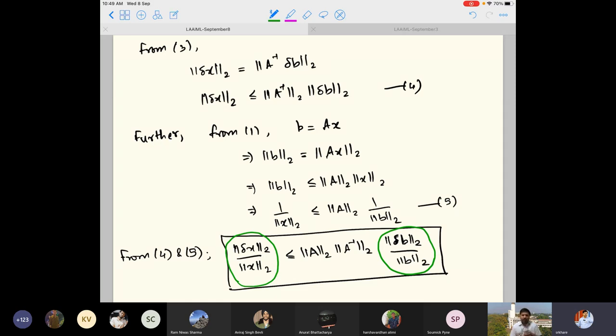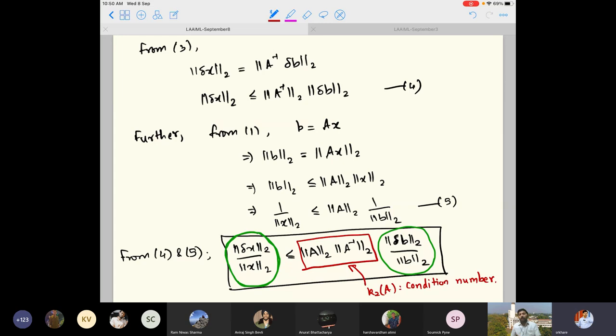Now the value of interest to us, the relative perturbation delta x by x, is bounded above by the relative perturbation delta B by B, which is obvious since it has to depend on it, but it is scaled by this particular number. This number, highlighted in red, is called the condition number of matrix A.